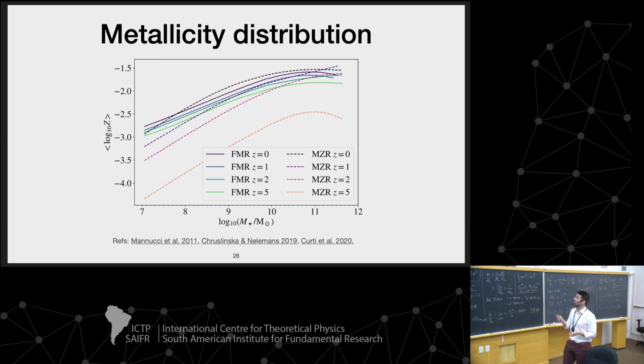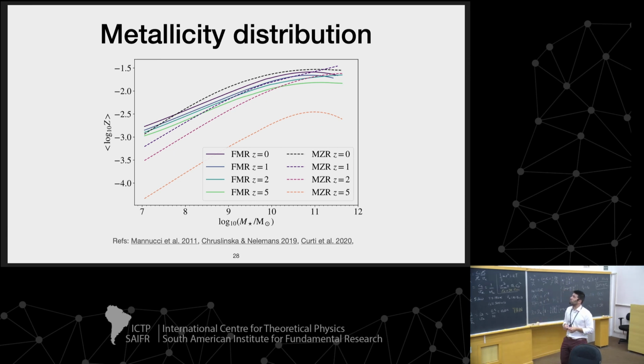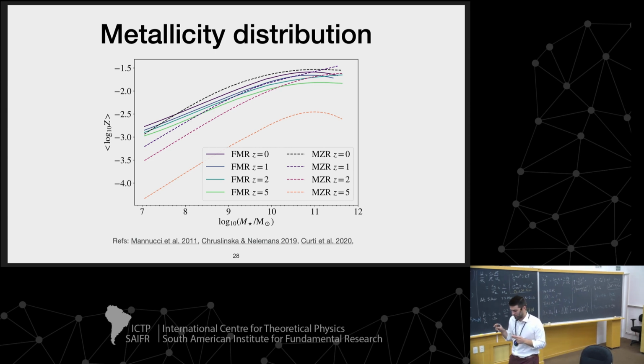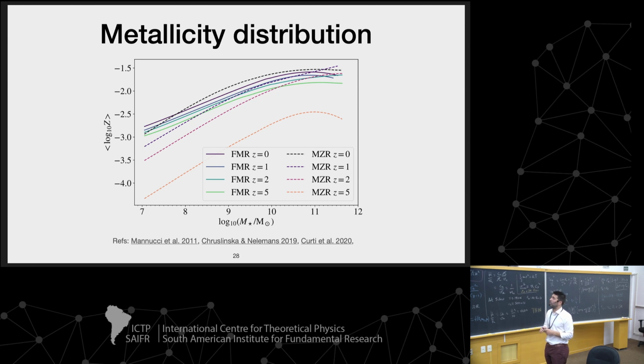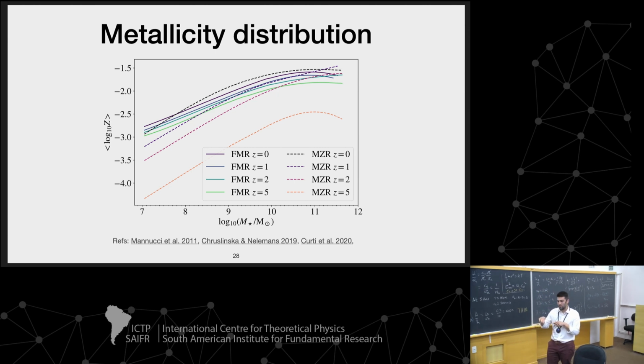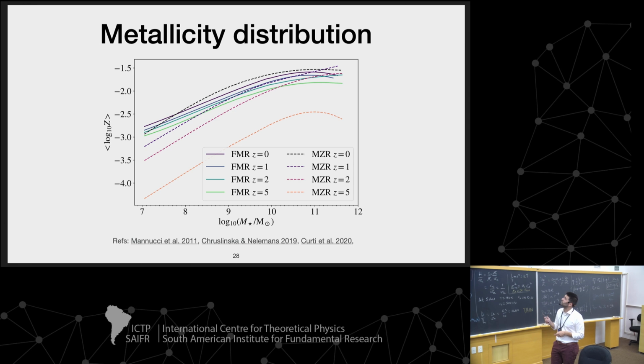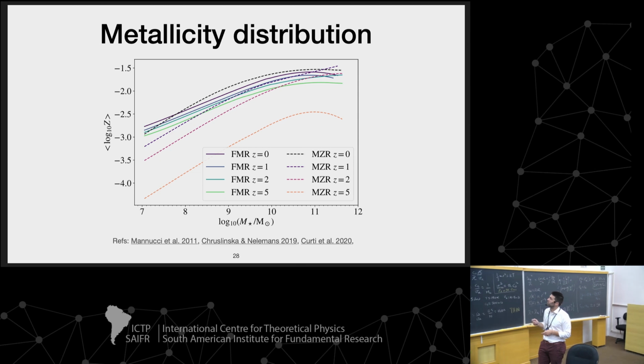Another observed fact is the metallicity distribution. What I'm plotting here is the so-called fundamental metallicity relation and the mass metallicity relation. These are two relations that are observed. Basically, the fundamental metallicity relation defines a plane between the mass of the galaxy and the star formation rate of the galaxy, and the output is the metallicity. So the metallicity distribution doesn't change a lot as you change redshift.